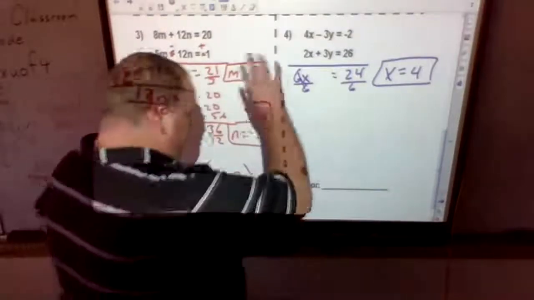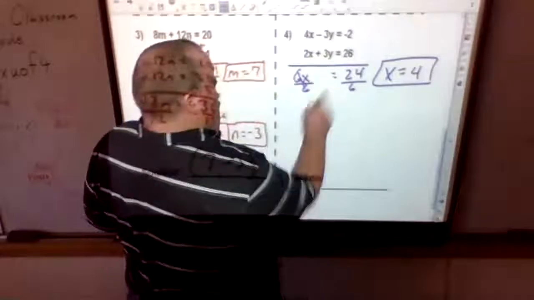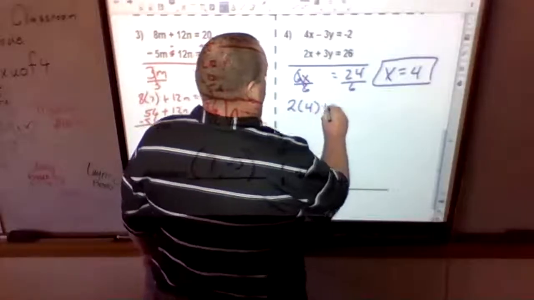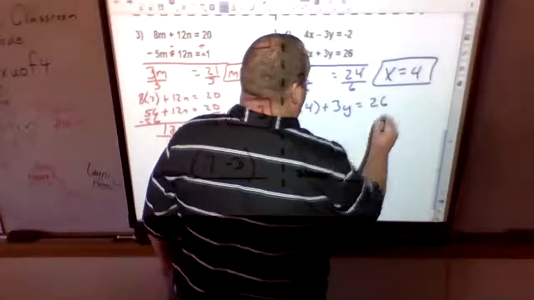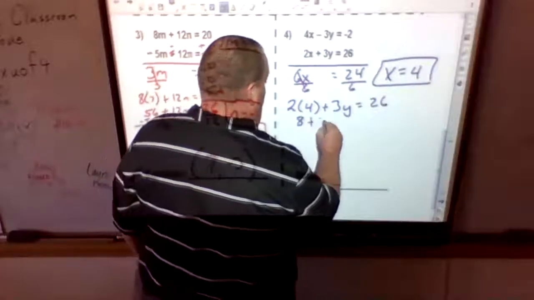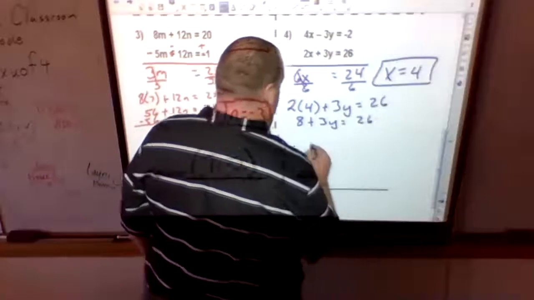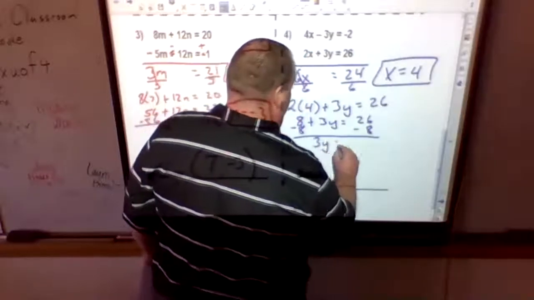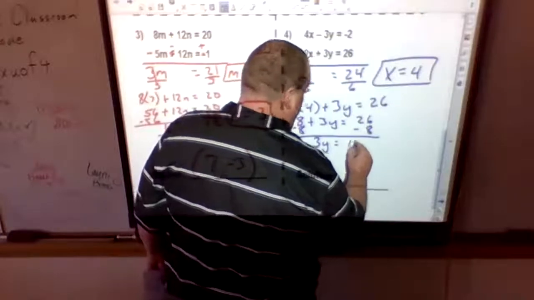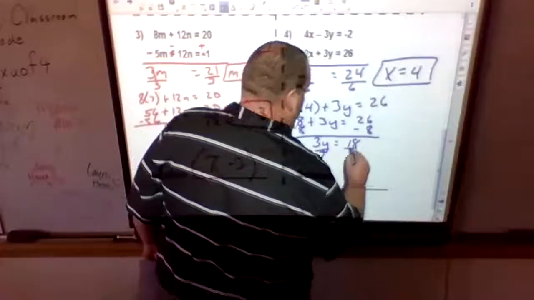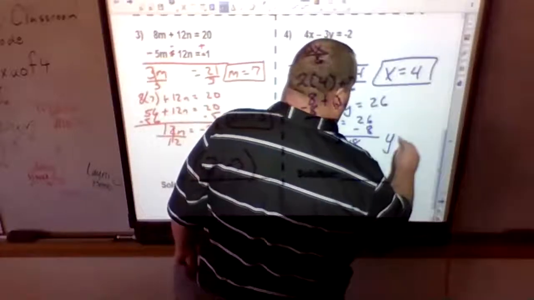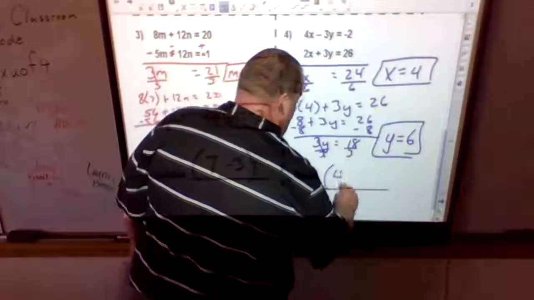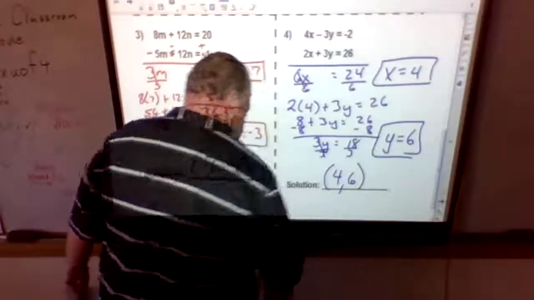All right, so it doesn't matter which one you chose. I like positives, so I'm going to do this one right here. So it's going to be 2 times 4 plus 3y equals 26. So 8 plus 3y equals 26. So I'm going to subtract 8 from both sides. And I'm going to have 3y equals, I do believe that's 18. Divide each side by 3. And so y equals 6. So when I write my solution, you're going to get 4, 6 is your solution.